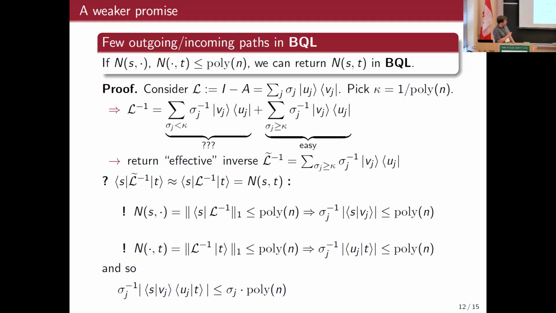And then if we combine the two, we multiply the overlap of S with Vj and Uj with T times sigma j inverse, we can get a bound of sigma j times poly n. So in particular, for very small singular values, we see that their contribution will be very small. So if we just choose the right kappa, 1 over poly n, then we find that the small components don't contribute much.